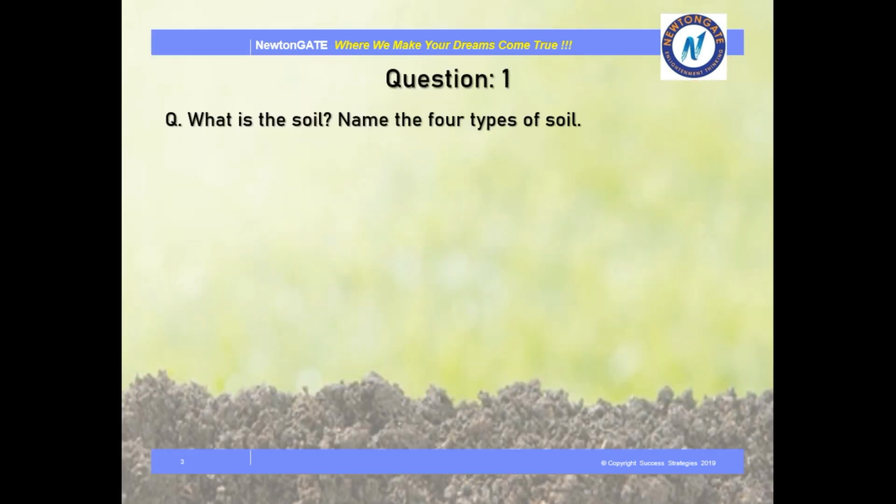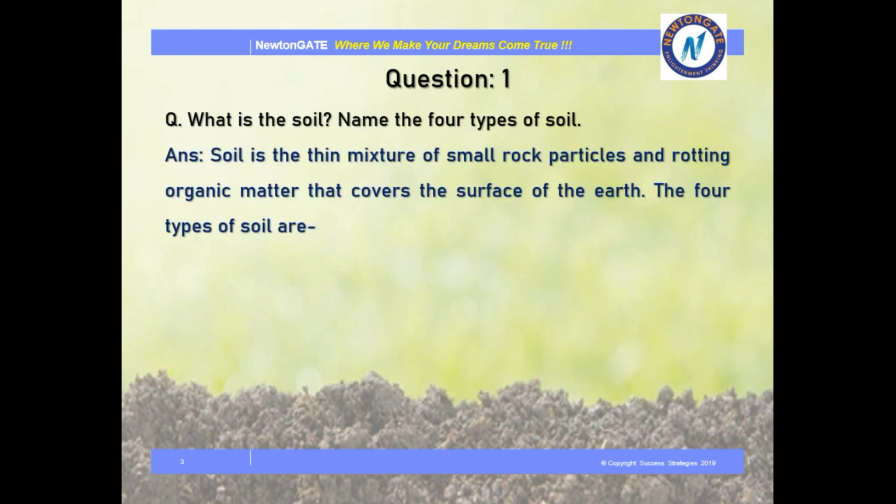The first question, what is the soil? Name the 4 types of soil. So let's discuss what is the definition of the soil. Soil is the thin mixture of the small rock particles and rotting of the organic matter that covers the surface of the earth. Okay, so all the loose particles which are there above the earth crust, when they are accumulated, when they are covering a surface of the earth, that is considered to be the soil.